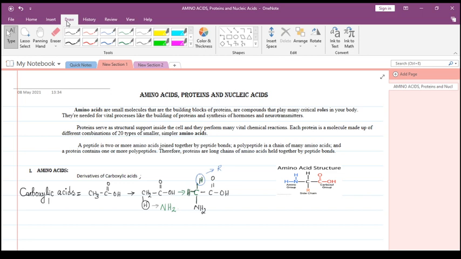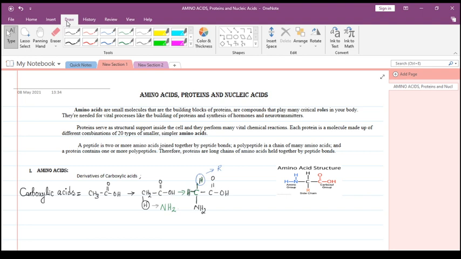So what are amino acids? We will be learning this chapter step by step and building upon what we have completed. First of all, today we are going to start with what amino acids are. Amino acids are small molecules that are the building blocks of proteins and are compounds that play many critical roles in our body. They are needed for vital processes like the building of proteins and the synthesis of hormones and neurotransmitters.